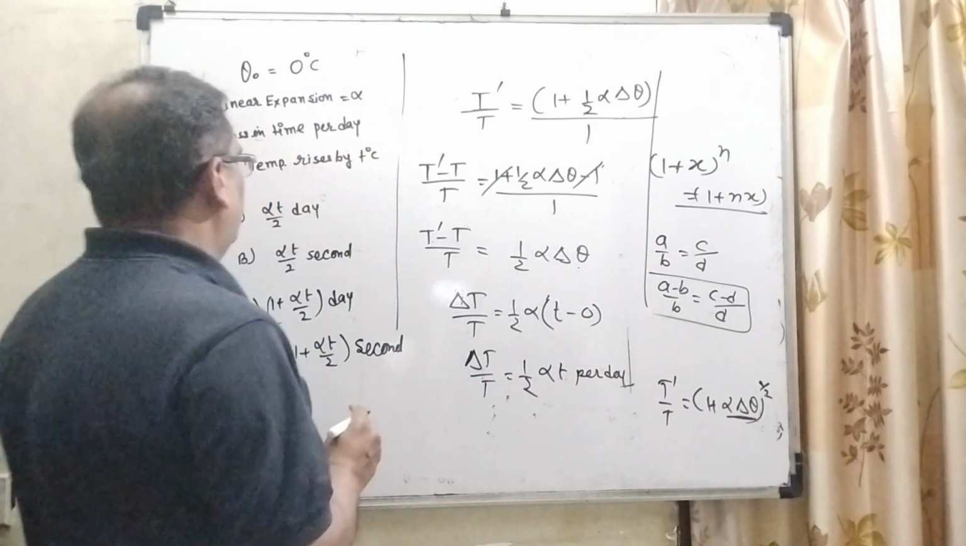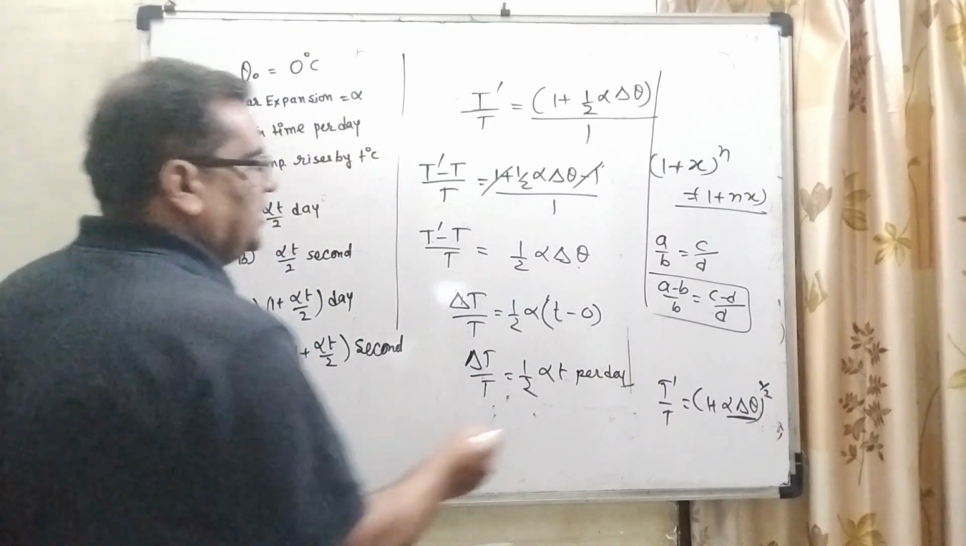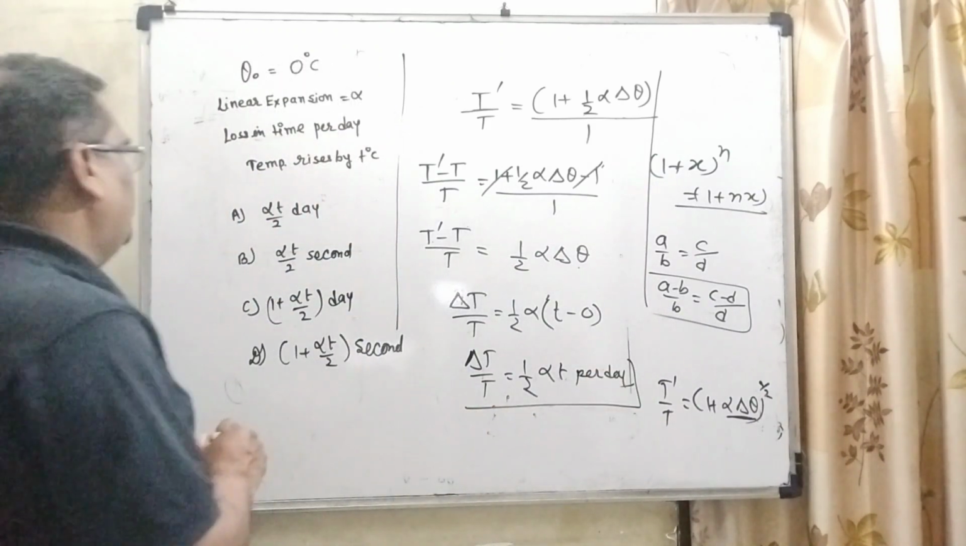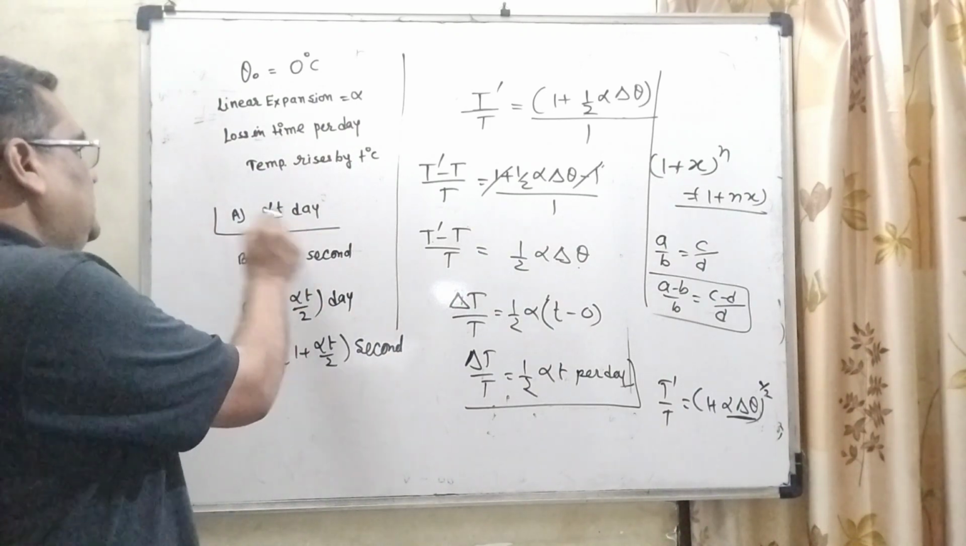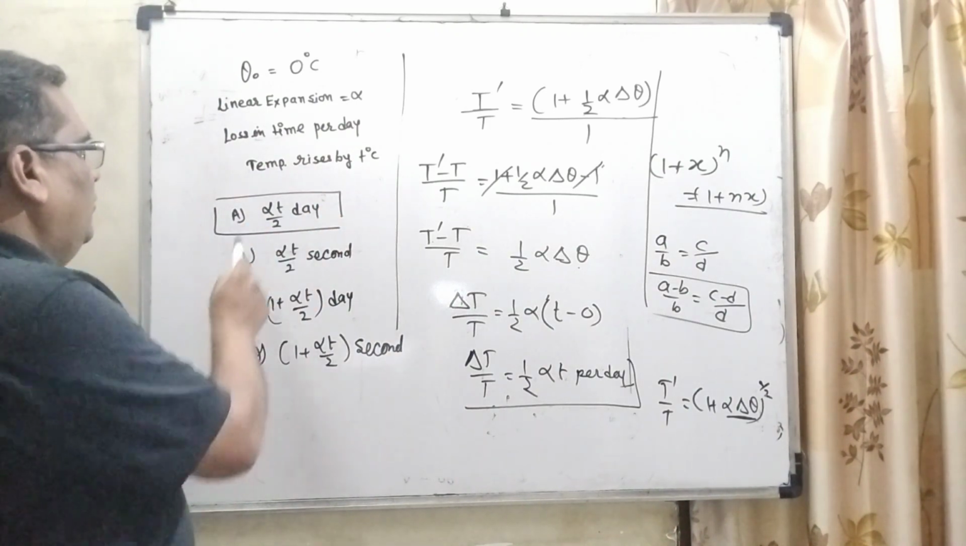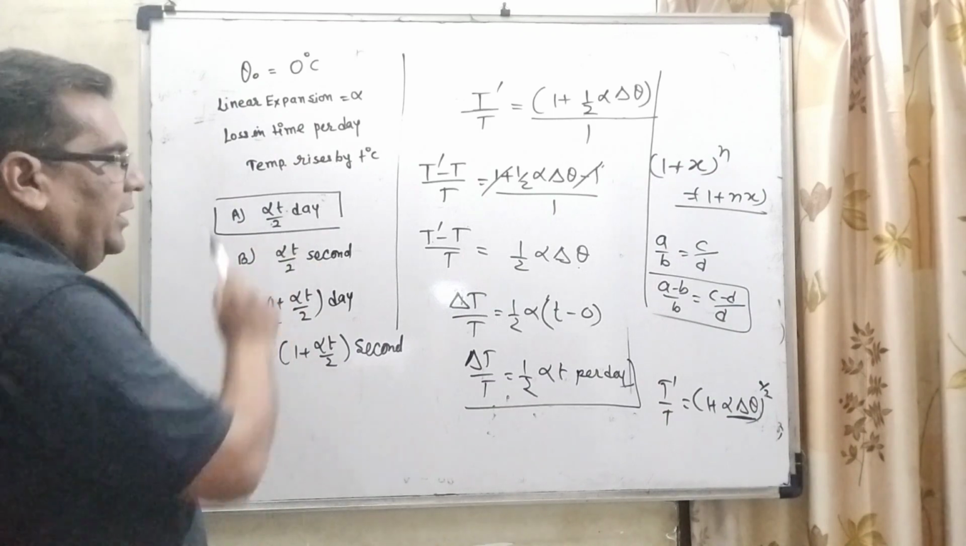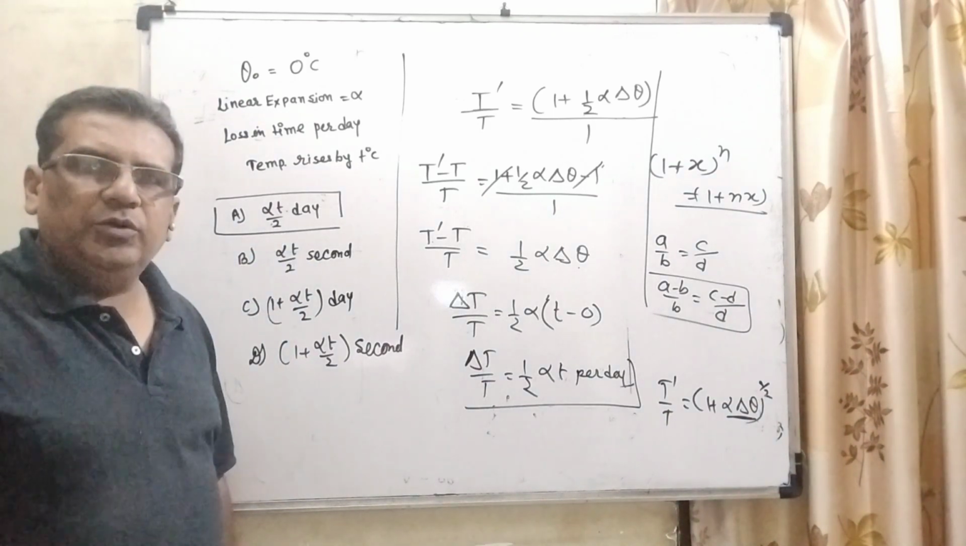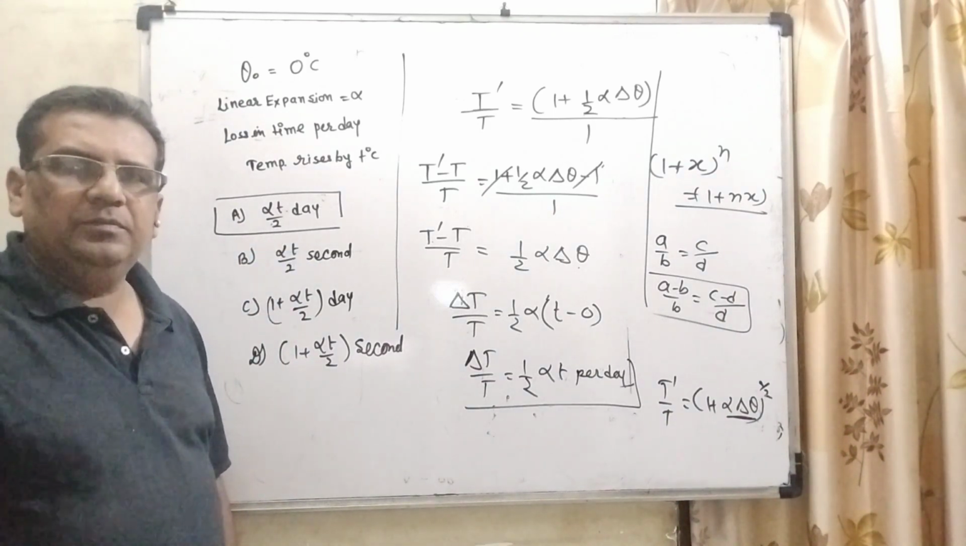Okay, so let's see which option is matched here. Option A is correct: alpha T by 2 per day. I hope you understood this question.